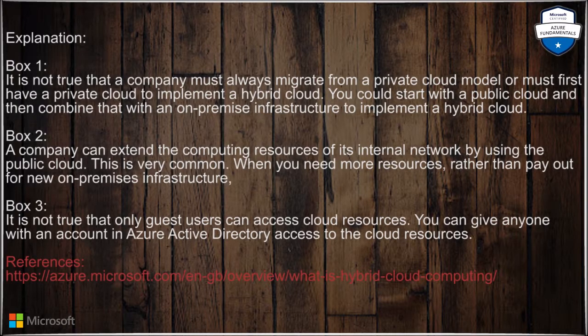Explanation. Box 1. No. It is not true that a company must always migrate from a private cloud model or must first have a private cloud to implement a hybrid cloud. You could start with a public cloud and then combine that with an on-premise infrastructure to implement a hybrid cloud. Box 2. Yes. A company can extend the computing resources of its internal network by using the public cloud. This is very common when you need more resources, rather than pay out for new on-premises infrastructure. Box 3. No. It is not true that only guest users can access cloud resources. You can give anyone with an account in Azure Active Directory access to the cloud resources.